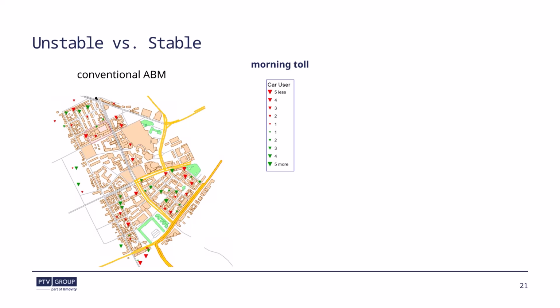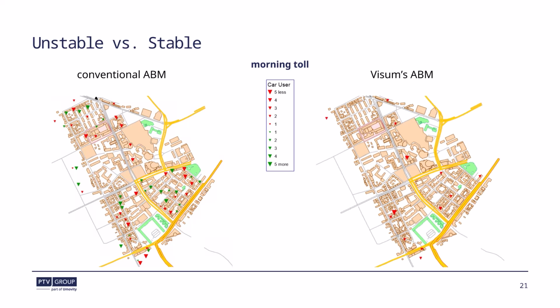And this is completely different if you use Visum's ABM. This is completely stable. And you see there are only red triangles, which is expected actually, because some of those users, some of the original car users change now to something else because car became a bit more expensive, and then they changed their mind or changed their decision and perhaps used public transport or bike or so. But only few of them. And all the rest keep their original decision.